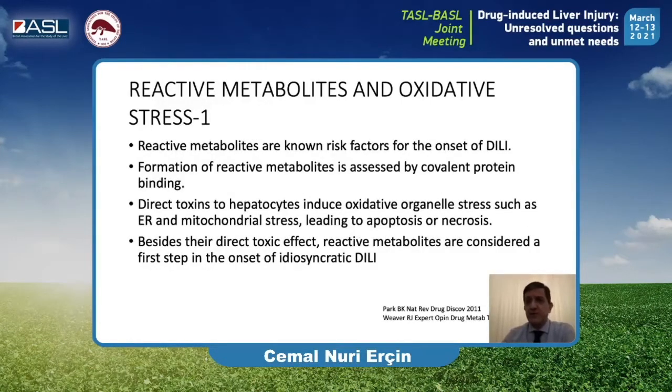Reactive metabolites are known risk factors for the onset of DILI. Formation of reactive metabolites is assessed by covalent protein binding. Covalent binding may alter the function and location of the target protein or form neoantigens. In this way, reactive metabolites can modify the functionality and structure of cellular proteins. Direct toxins to hepatocytes induce oxidative organelle stress, such as endoplasmic reticulum and mitochondrial stress, leading to apoptosis or necrosis. Besides their direct toxic effect, reactive metabolites are considered a first step in the onset of idiosyncratic DILI.